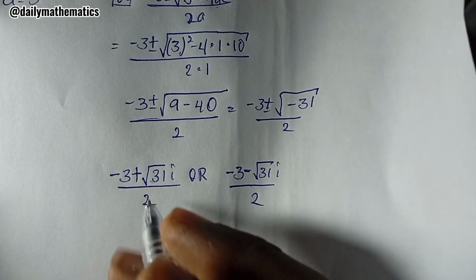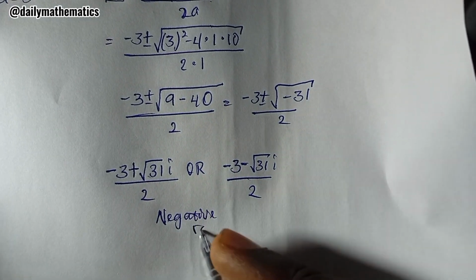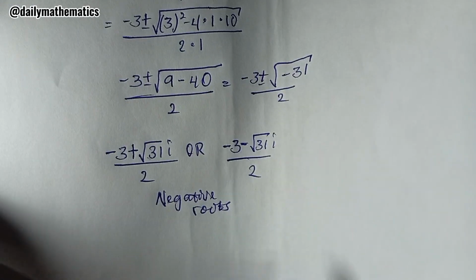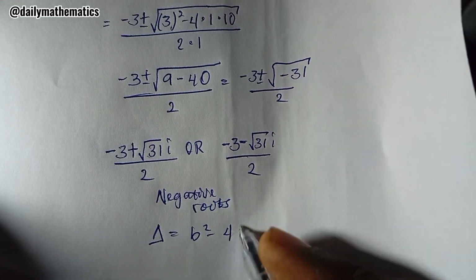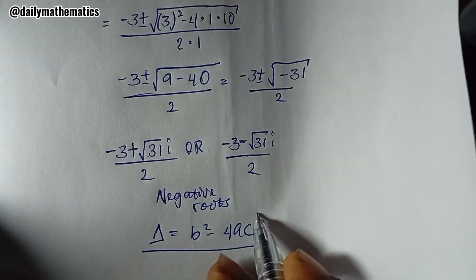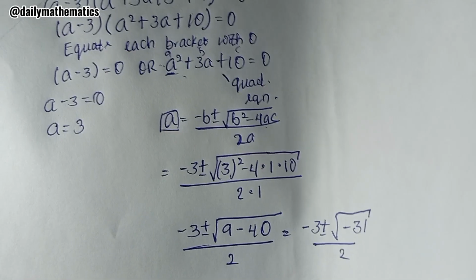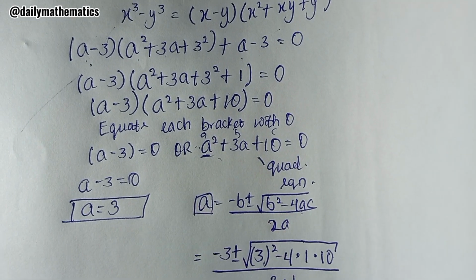Because it's giving us a negative root. And there is a way to actually determine if it's going to give you a negative root or not by using the formula delta equals b squared minus 4ac. When you use this formula, you know it's going to give you a negative root when you get a negative answer. So from here, we can have our positive value of a equals 3.